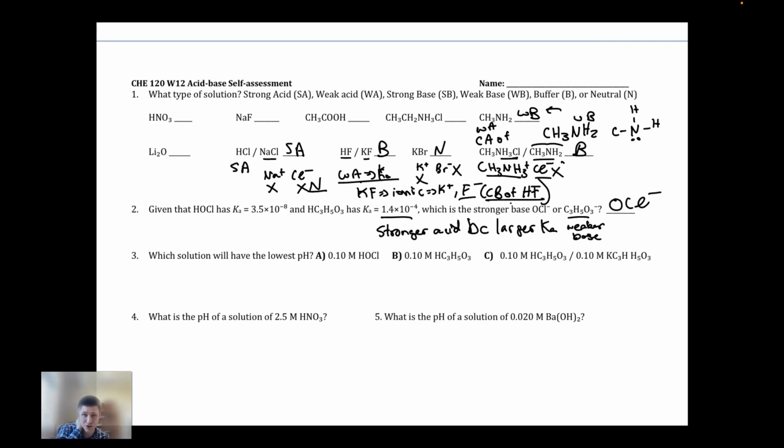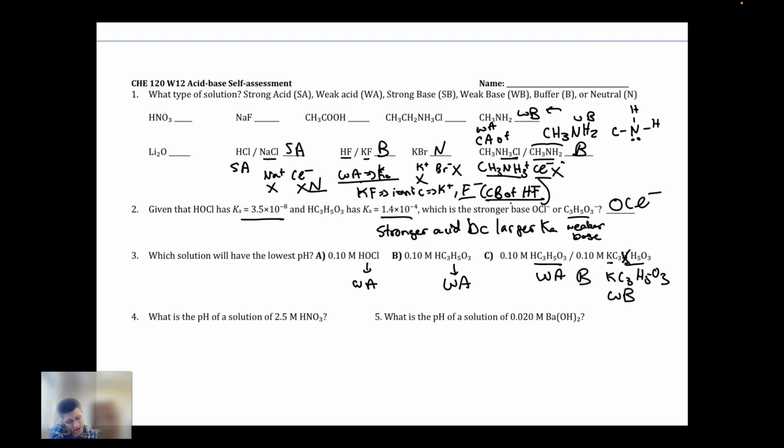Okay, now we have these solutions and we want to know the lowest pH. This is a solution of HOCl, so this is a weak acid. This is another weak acid in solution. Again, we have their Kas given in problem 2. Number 3 is a weak acid. And if we look at this KC3H5O3, this is a weak base conjugate partner in solution. And so this is a buffer.